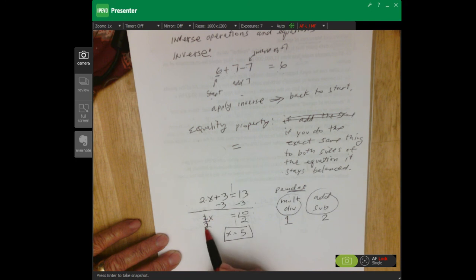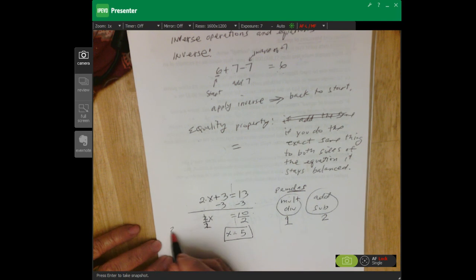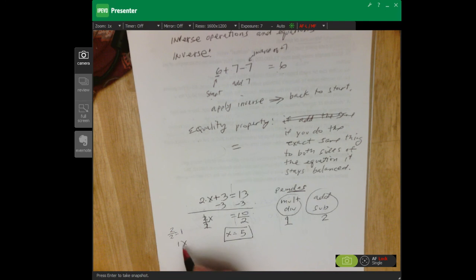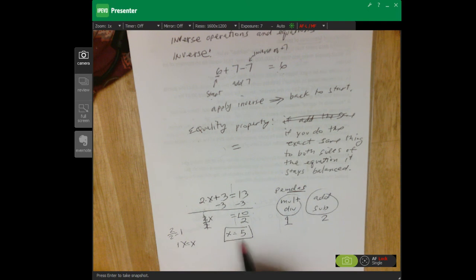Now we divide by 2, and the 2 doesn't vanish. 2 divided by 2 turns into 1. So we end up with 1x, but 1x is actually the same as x. So this is kind of a shortcut, and we end up with x equals 5.